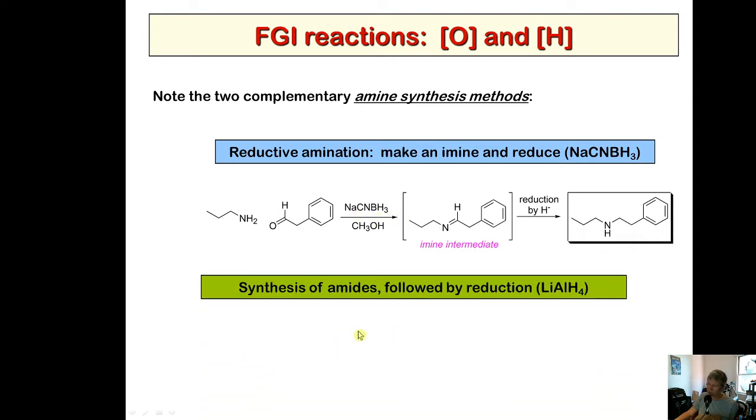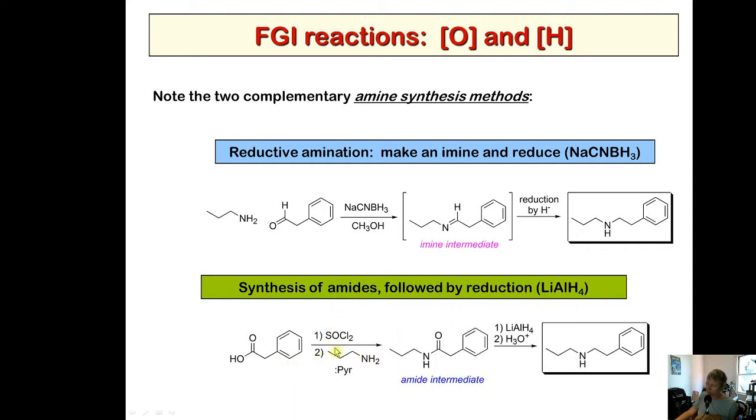So the other thing you can do is synthesize amides and then reduce them. So make an amide, reduce it. So all you got to do is review how to make amides. Amides are very easy to make. There's a million ways to make amides, and then you can reduce them, right?